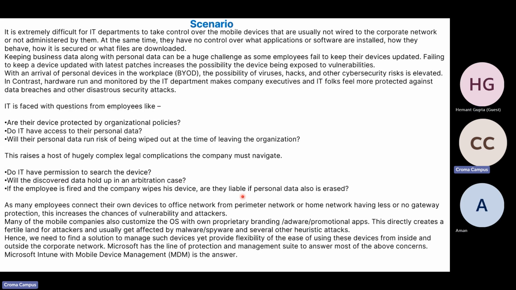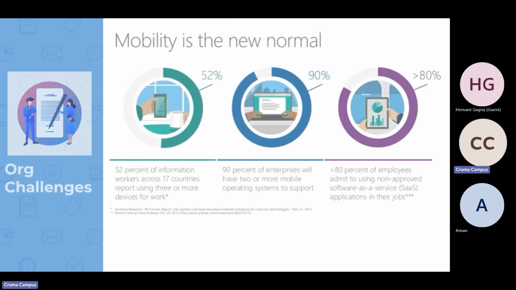Okay. So in the next slide, we have the results of a couple of surveys conducted by autonomous organizations. 52% of information workers across 17 countries have reported using 3 or more devices for work, right? 3 or more devices means it can be a desktop and laptop, that's a common thing, and one more you can add is an Android device, simply a cell phone. Not classifying the cell phone further, but it's a cell phone.